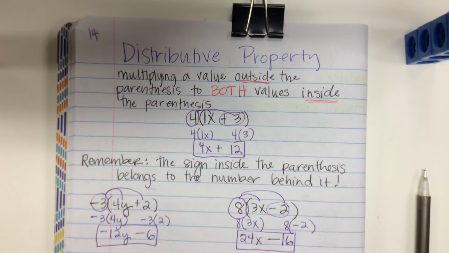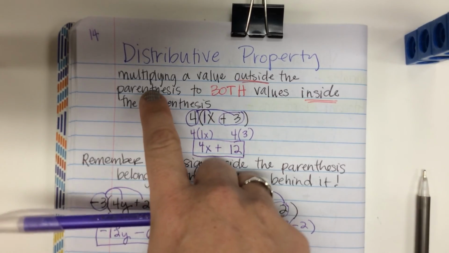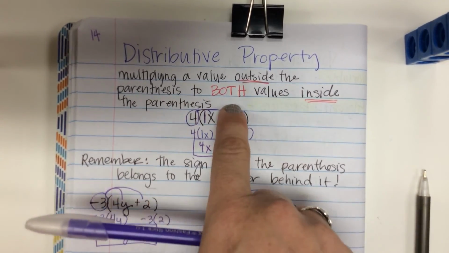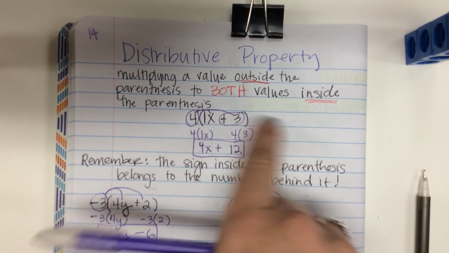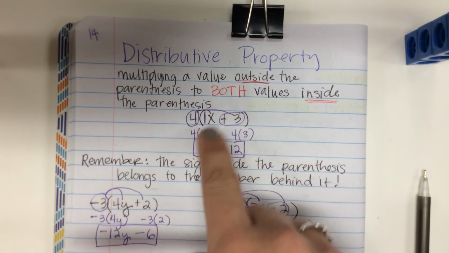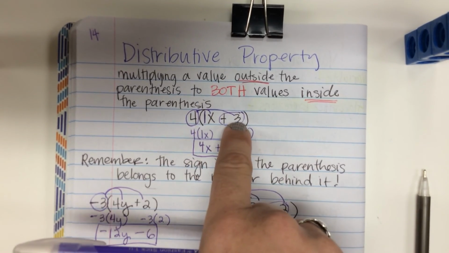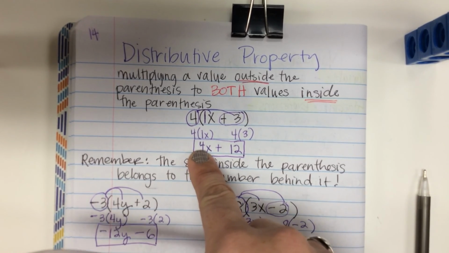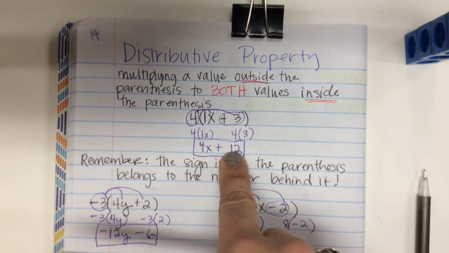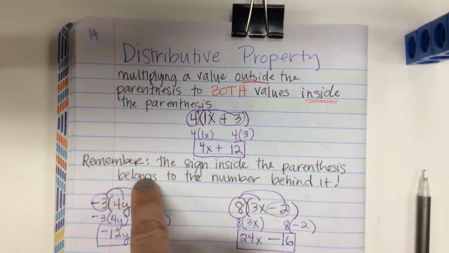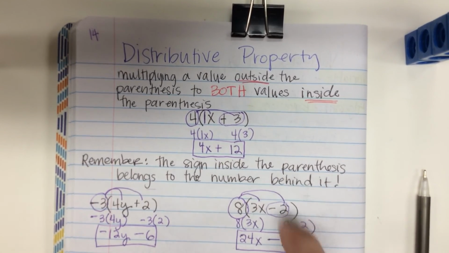So remember, when you're using the distributive property, you multiply the value outside to both values inside. So you take the number outside and draw your loops, draw your arrows to the 2 inside. And then you just multiply. Number times number, put the variable on the end. Number times number, write the answer. Don't forget, the sign inside the parentheses belongs to the number behind it.